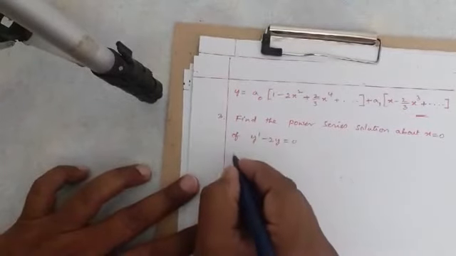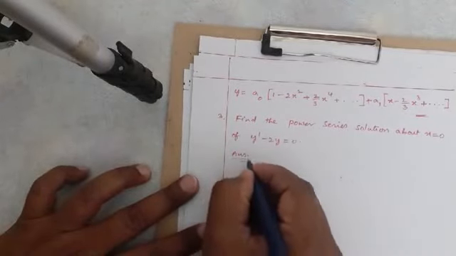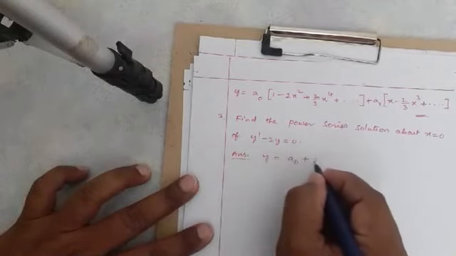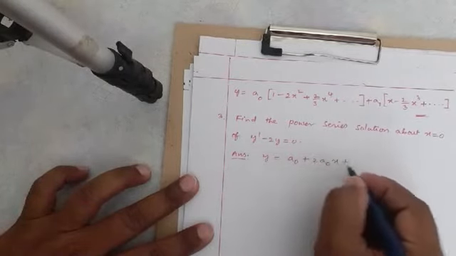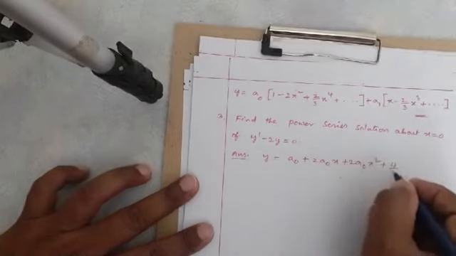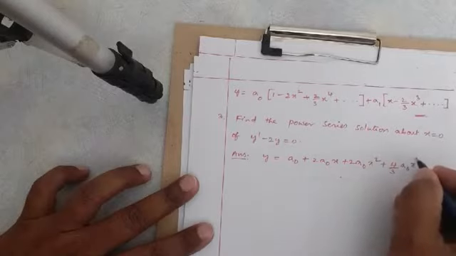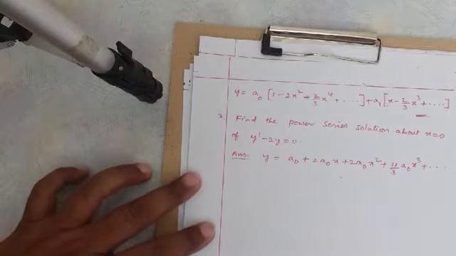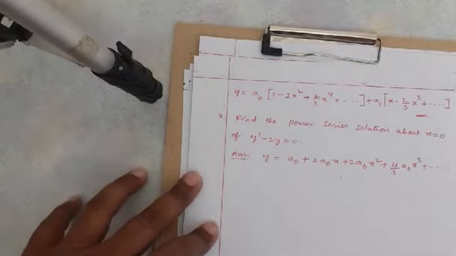So I'll give you the answer for this. Answer is y is equal to a naught plus 2a naught x plus 2a naught x square plus 4 upon 3 a naught x cube plus and so on. So this will be the solution for that. So you do it at home. This is homework for you.